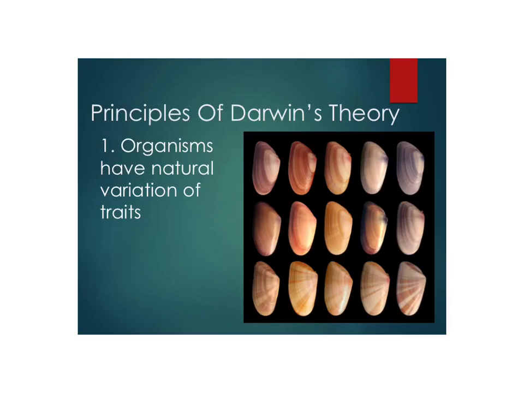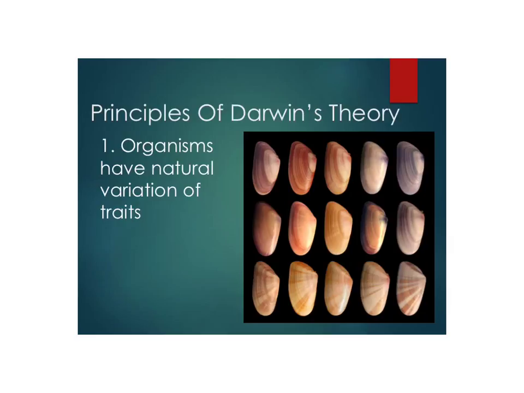So we're going to talk about the 4 principles of Darwin's theory, and I want you to make sure you write down these 4 on page 15 in your notes. The first principle of his theory is that organisms have natural variation of traits. And we've already studied DNA and genetics, and you understand where that natural variation comes from. But no matter what organism you're looking at, pretty much there's good variation in traits.